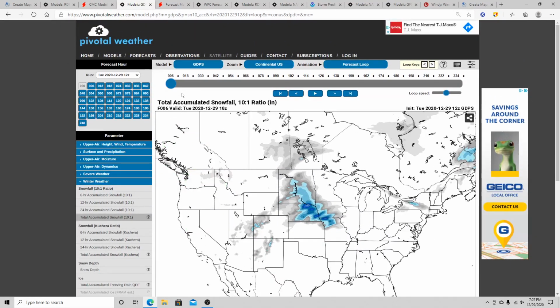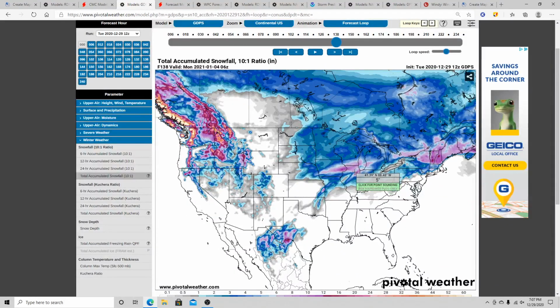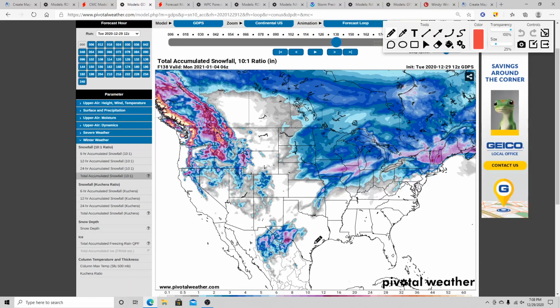Now this is the snowfall totals from the Canadian model. As you can see here, snowfall amounts could be anywhere from 5 to maybe 8 inches of snow. Could be a little bit overdone with the snowfall amounts, but you can see here, there is some uncertainty across west central Texas, especially across this region right here.